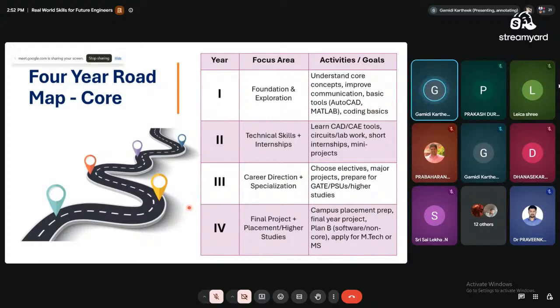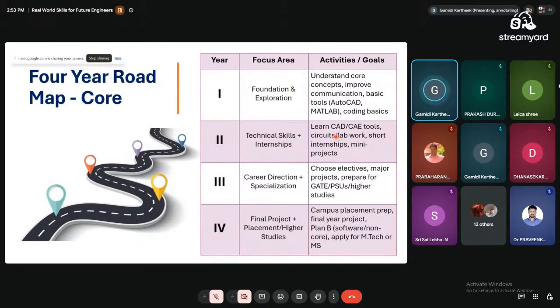So here I kept some skills. For core branches of engineering, you have to learn CAD, CAM, CAE tools. You should have good lab exposure. Spend more time in the lab, develop mini projects, and try to do industry internships as much as possible at the second year level itself. Don't wait for the colleges only to announce and take the responsibility. You also take the responsibility on your own. Your college will definitely encourage you.